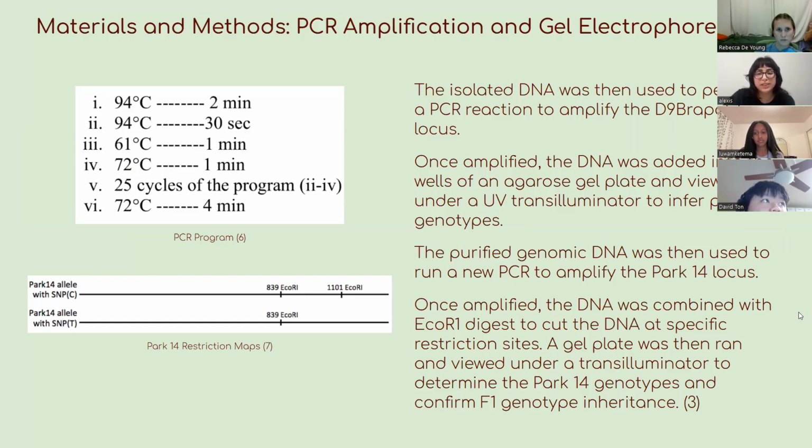The purified genomic DNA was then used to run a new PCR to amplify the PARC14 locus. Once amplified, the DNA was combined with the EcoR1 enzyme to cut the DNA at a specific restriction site. A gel plate was then run and viewed under a transilluminator to determine the PARC14 genotypes and confirm F1 genotype inheritance.